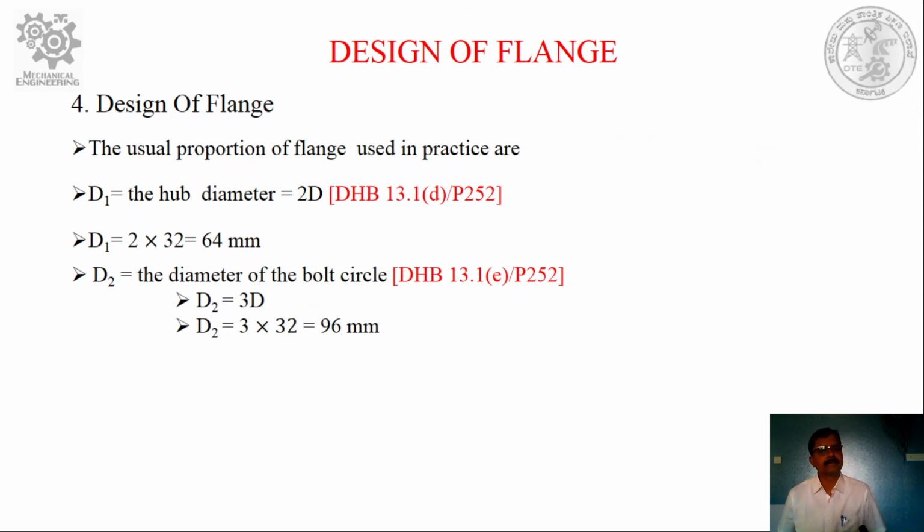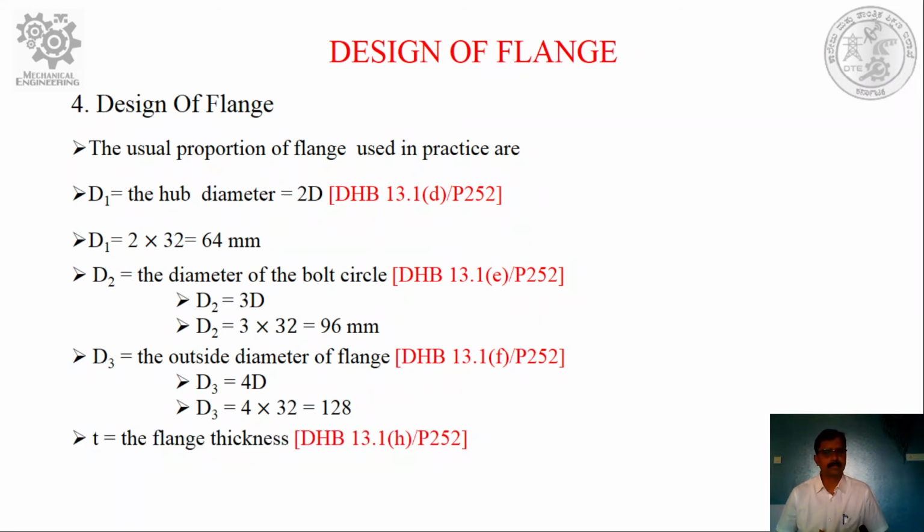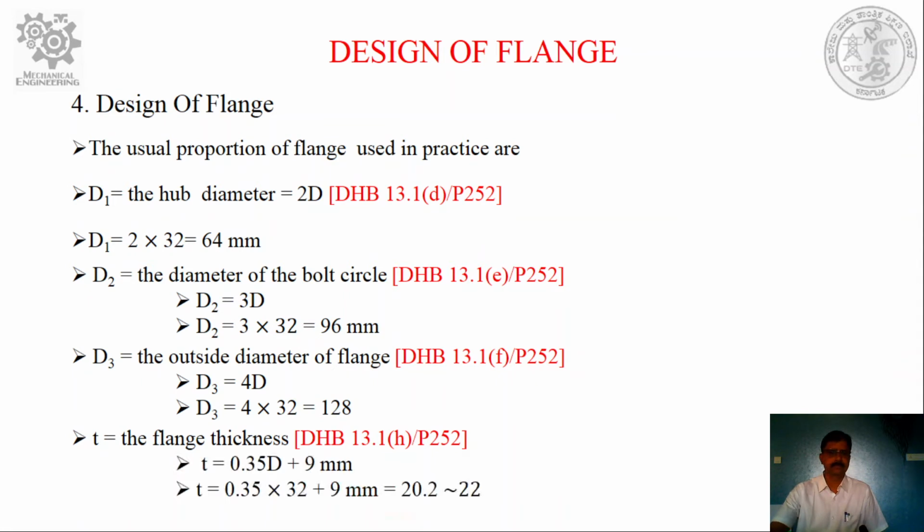And D2 is equal to 3D, that is 3 into 32, D2 is equal to 96 millimeter. And D3 is the outer diameter of the flange, that is D3 is equal to 4D, and D3 is equal to 128, that is 4 into 32. Now T is equal to thickness of the flange. Here is the empirical relation, T is equal to 0.35 D plus 9 millimeter. Now we have 20.2 millimeter. I will round up to the next even number, that is 22.